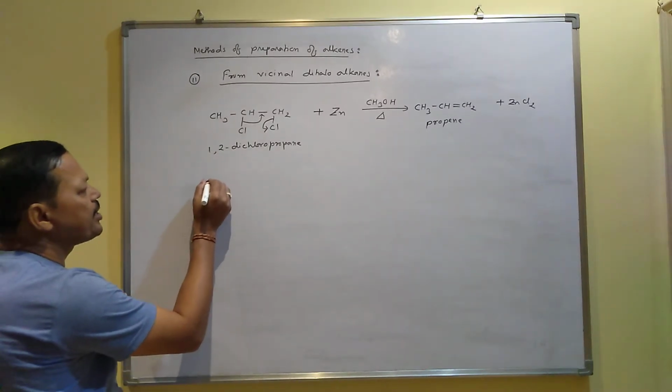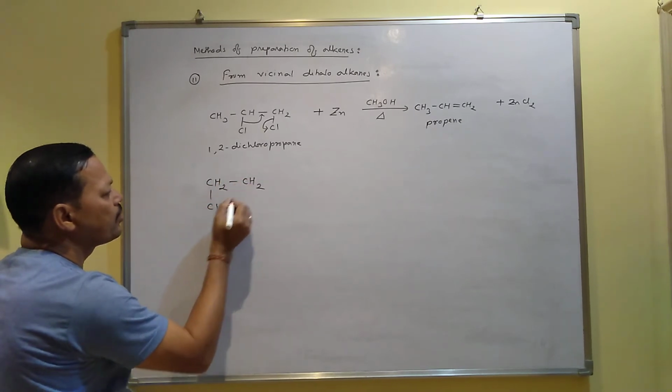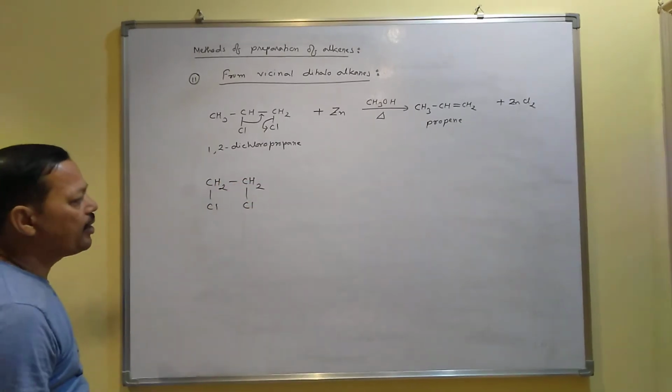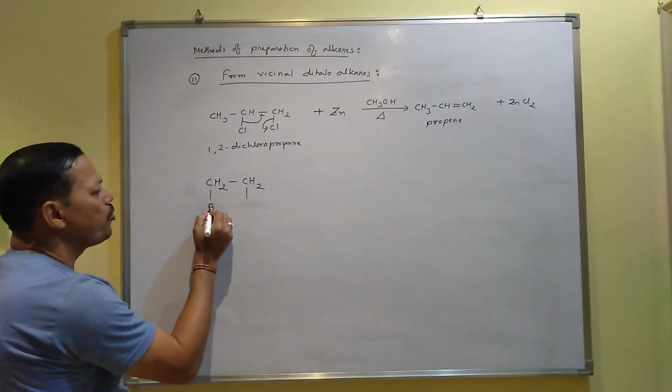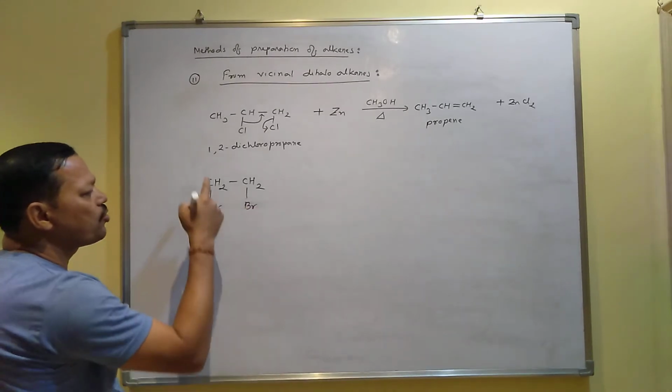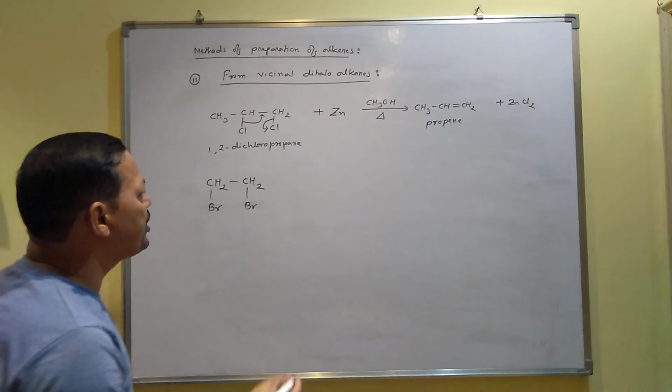If you take another example, this is another example of vicinal dihaloalkane. You can take bromine also. Suppose these two are bromine. Then it is called 1,2-dibromoethane. Two carbons are present, that's why it is called ethane.